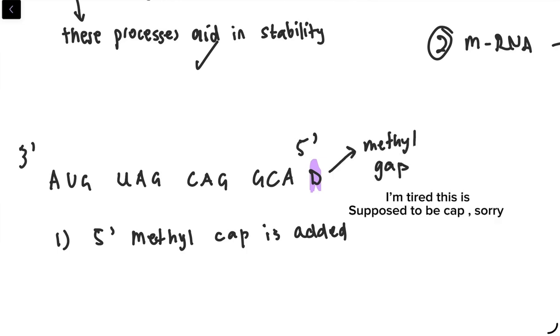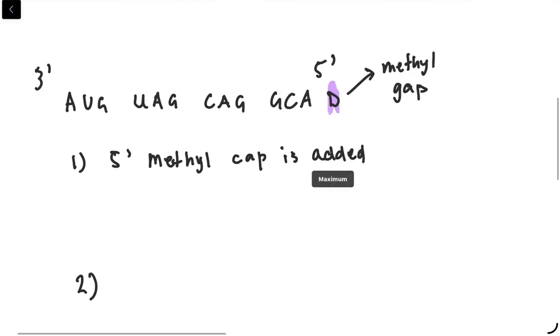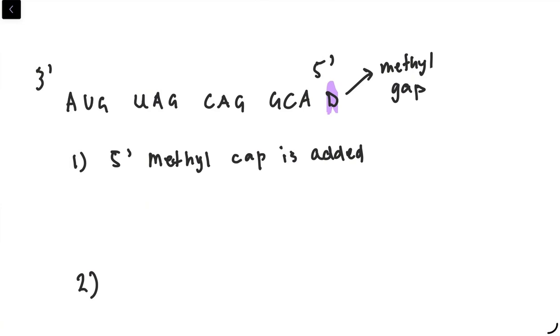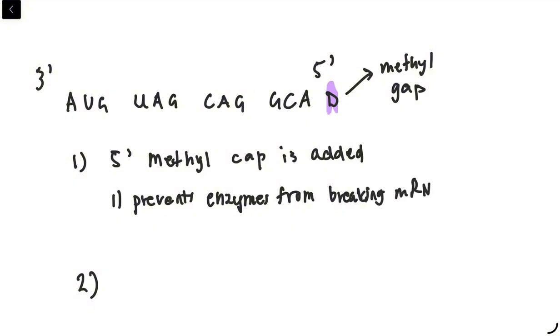You don't need to know the composition or anything like that. You really just need to know what's added and why it's added. So basically this methyl cap is a modified guanine nucleotide. It's added to the 5-prime end of the pre-mRNA, as we said. One function of this is that it prevents enzymes from breaking down the mRNA. It prevents enzymes from doing this.